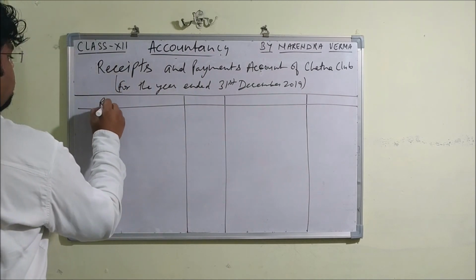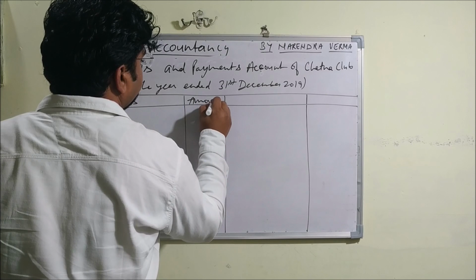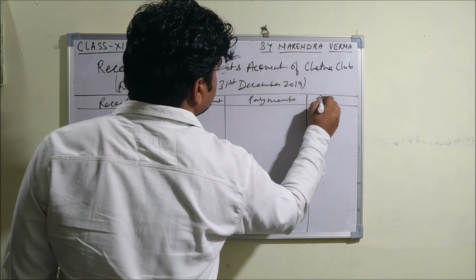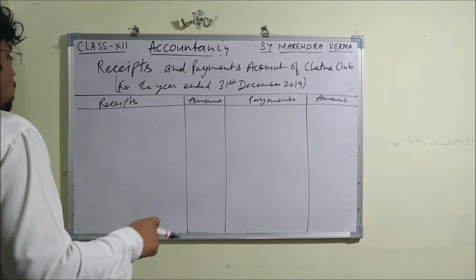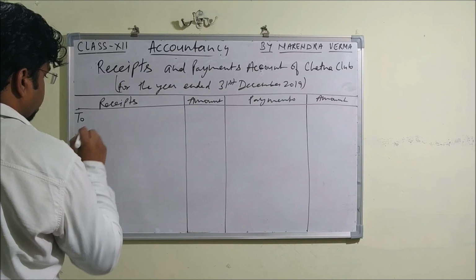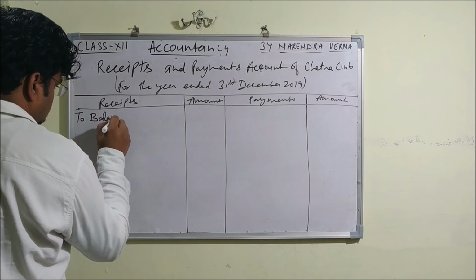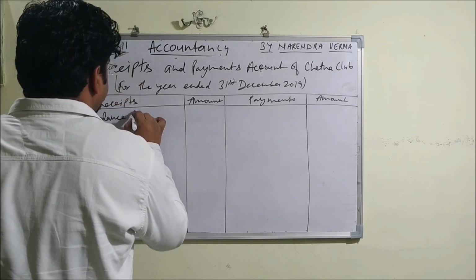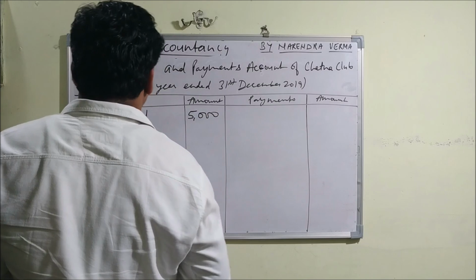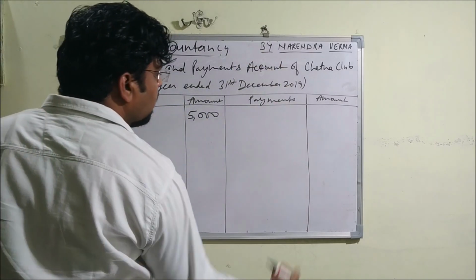This is the receipt side. This is the amount column. This is the payment side. And this is again the amount column. Okay, so first we need to start the question with the balance of the cash. In the present question, the balance is rupees 5,000. Here we will mention all the receipts and here we will mention all the payments.